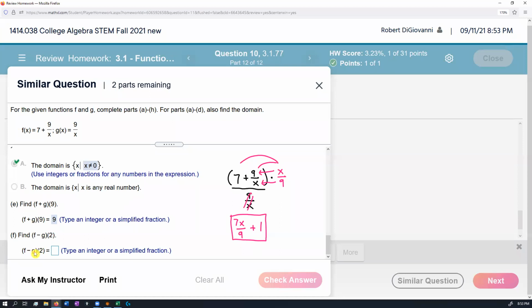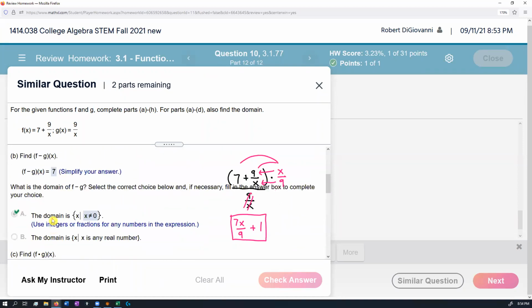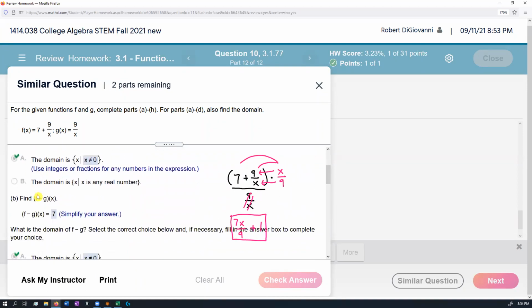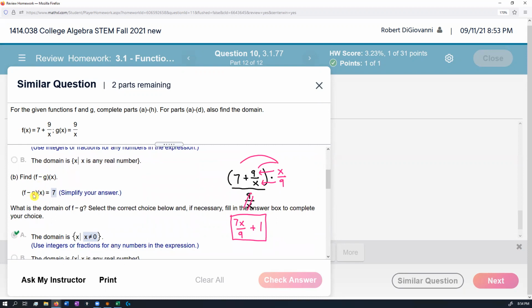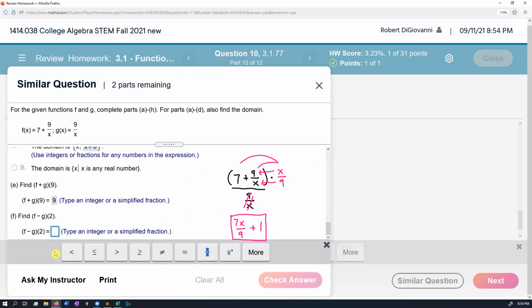Now we want to know what f minus g of 2 is. So we go up to our answer for f minus g, which was part B. And notice on this one, no matter what we plug in, we just get 7. So we get 7.